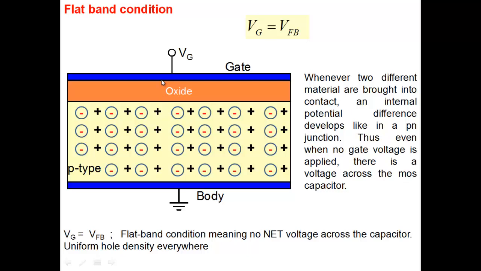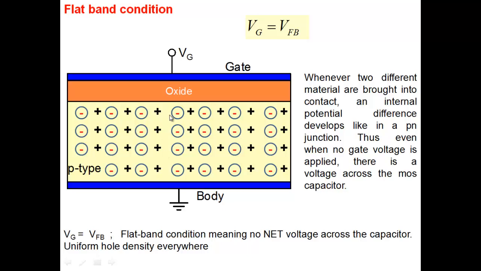So whatever we were saying earlier, that at Vg equal to 0 there is no field and things like that, we have to correct that and say that Vg equal to V flat band. You have to apply Vg equal to V flat band in order to start from a situation where there are no fields, and at that point the number of holes at the surface is like a normal p-type semiconductor.